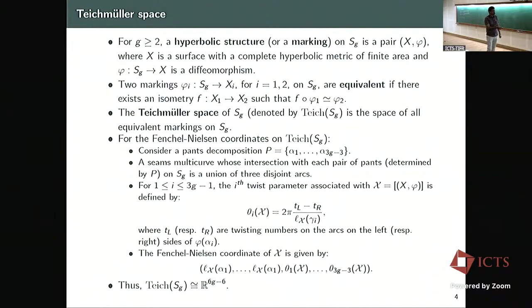So yeah, the Fenchel-Nielsen coordinates are: you take the Pants decomposition and you take the lengths of all this. That's a typo here. It's alpha 3G minus 3. Sorry about that. And so you have the lengths of the curves under that. You take a structure in the Teichmüller space, right? And you take the lengths of the unique geodesic representative of the free homotopy class of the curves in the Pants decomposition, and the twist parameters associated with those curves. And then you map and you get 6G minus 6 coordinates for each structure in Teichmüller space, right? And then from that, we can show that the Teichmüller space is homeomorphic to R^(6G minus 6).